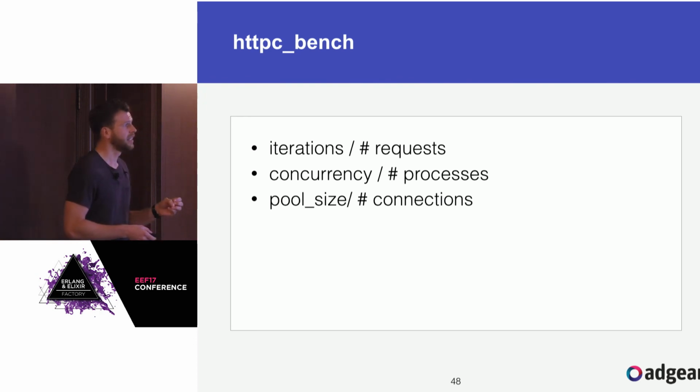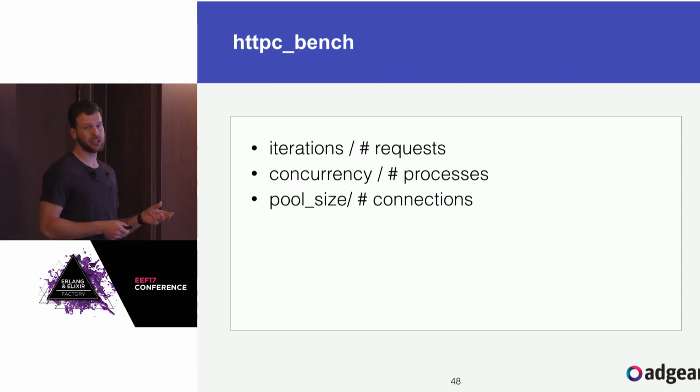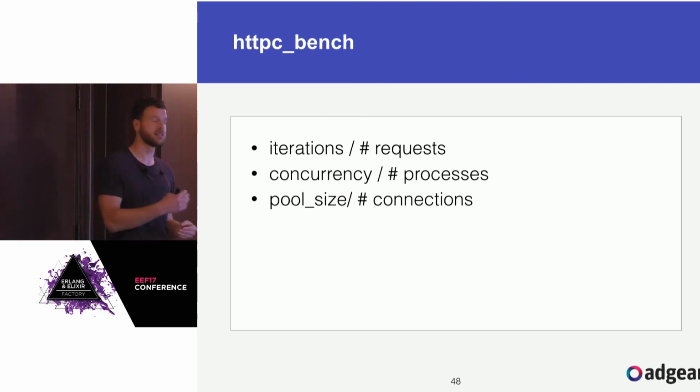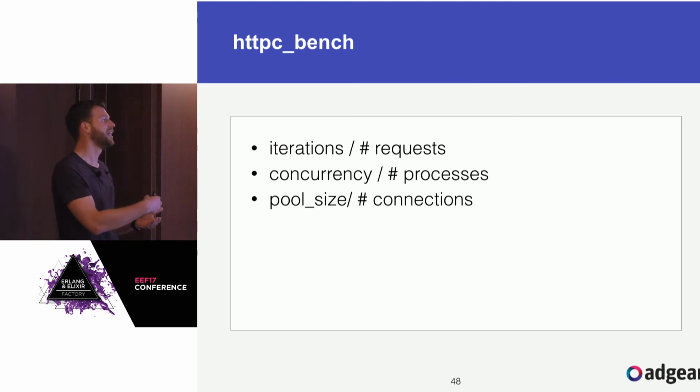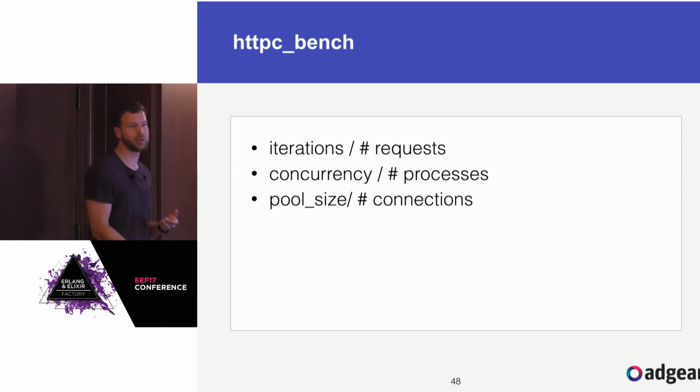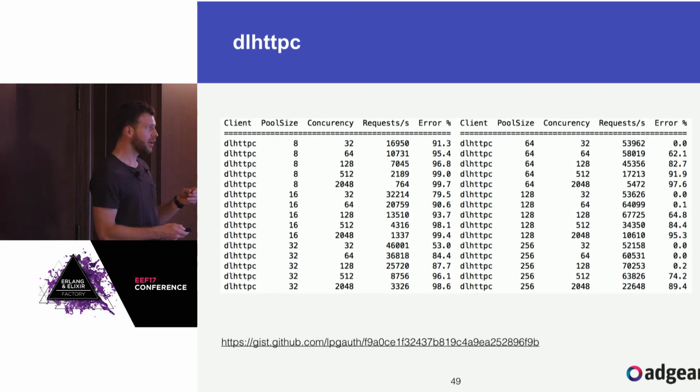What the benchmark does is it'll do a number of iterations, and it'll do it for a number of concurrency levels, so the number of processes doing requests or operations for those iterations. And then there's also a pool size, so how many connections should be open, how many workers in the client should be there. So if we look at dihttpc, we start with a pool size of 8, concurrency 32.